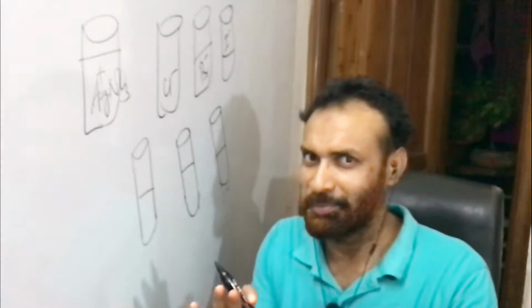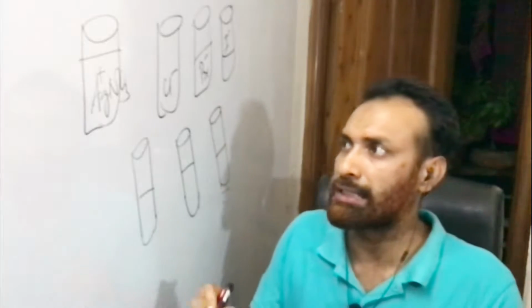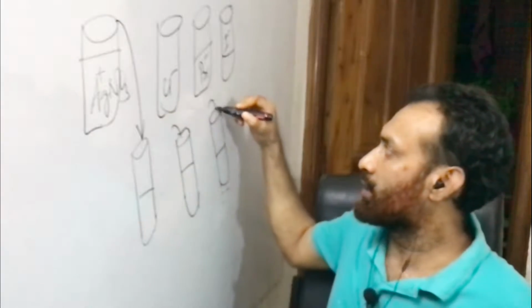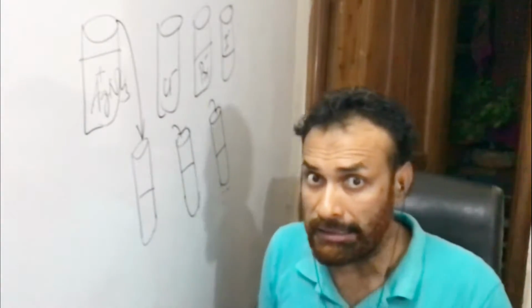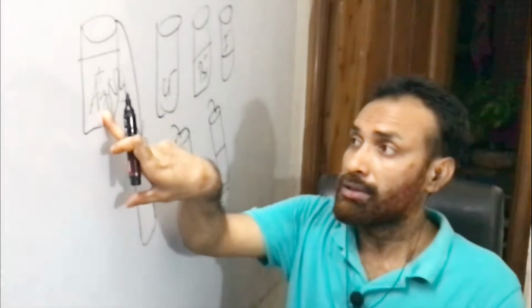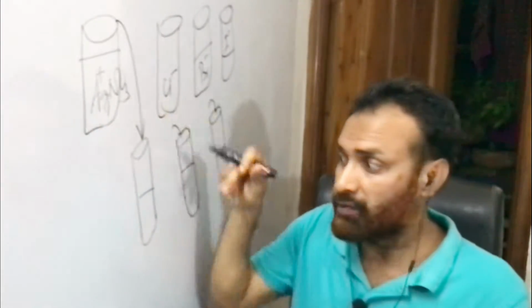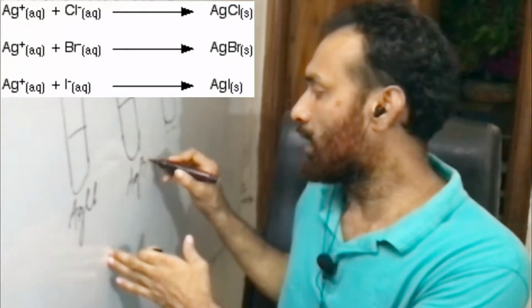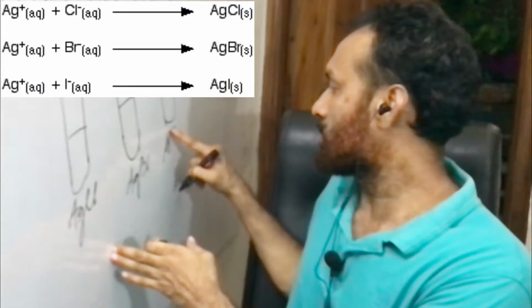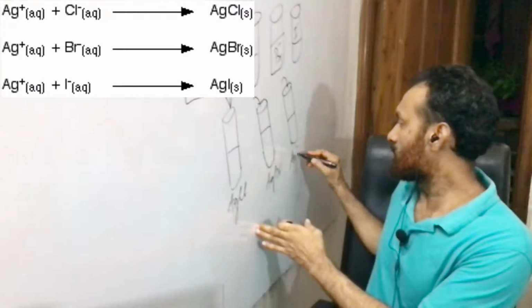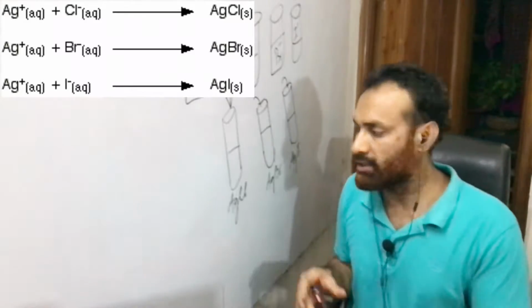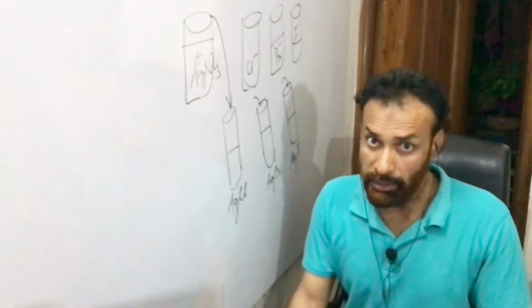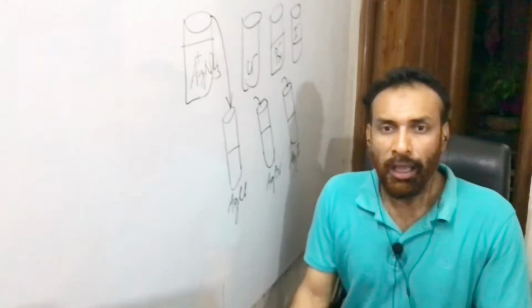They should be aqueous because the tests are precipitation tests. Now you add silver nitrate to all the solutions, and there will be a reaction. The silver ion combines with chloride ion to form silver chloride, here you get silver bromide, and lastly you get silver iodide.